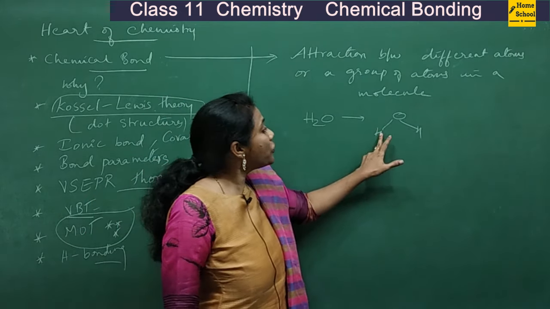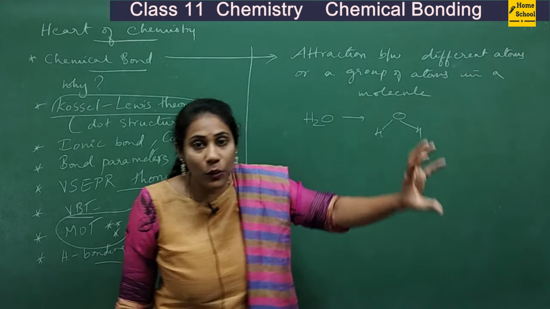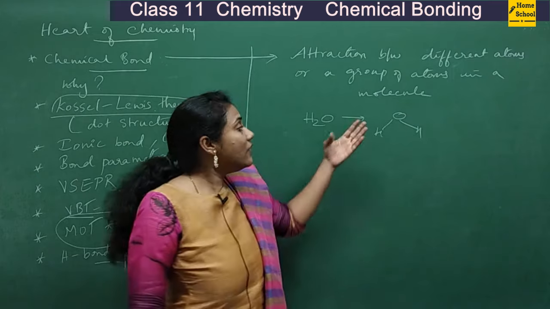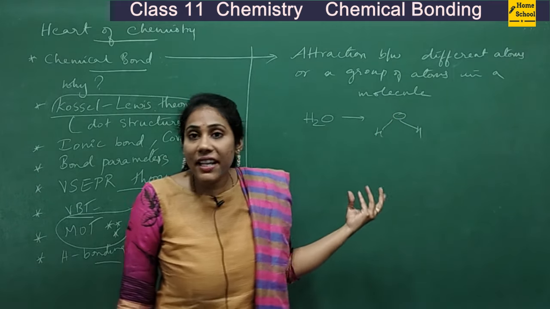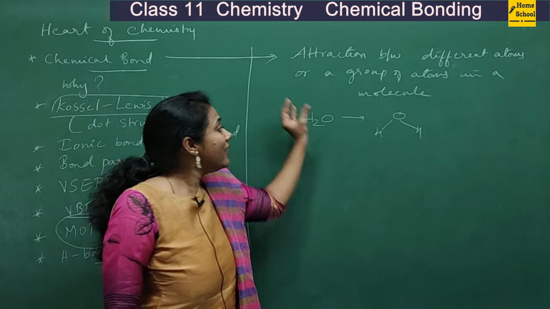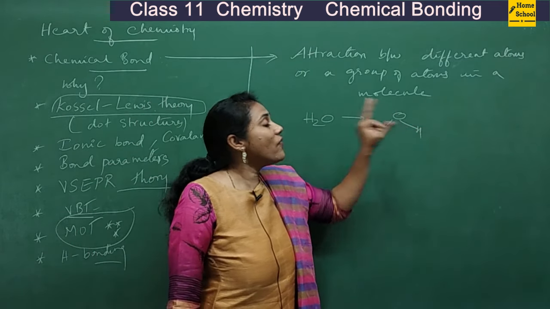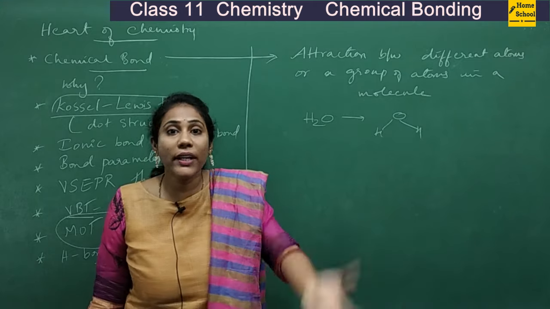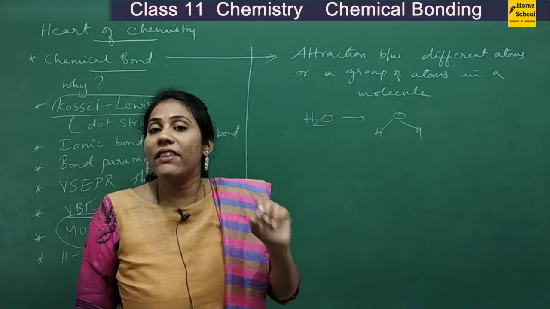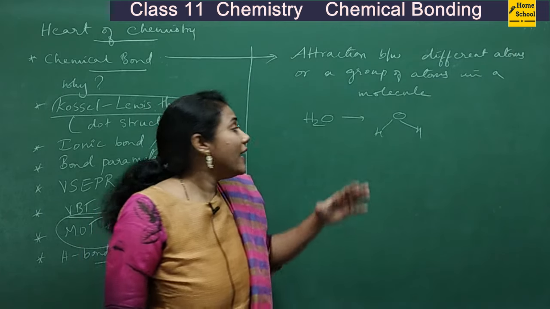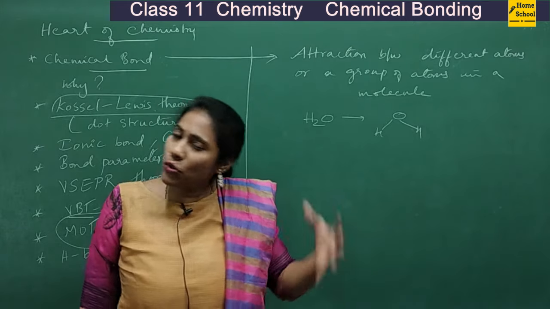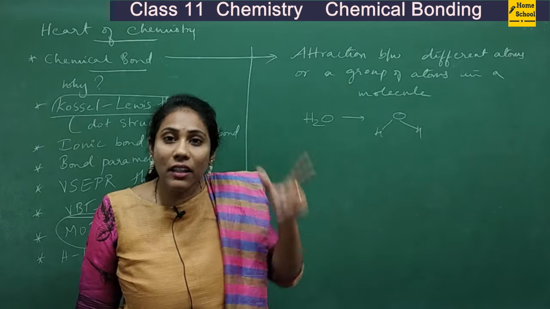If hydrogen and oxygen have to stay together, there must be some attraction between them. Otherwise, this hydrogen will not stay with this oxygen. It will go away. When two hydrogens and one oxygen stay together, you get water. If they have to stay together, there must be a certain level of attraction, and those attractions are called chemical bonds.